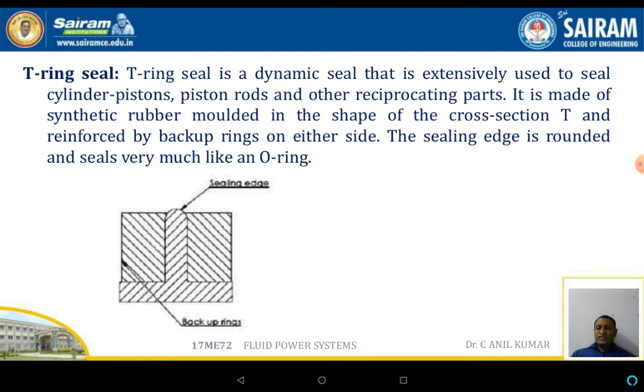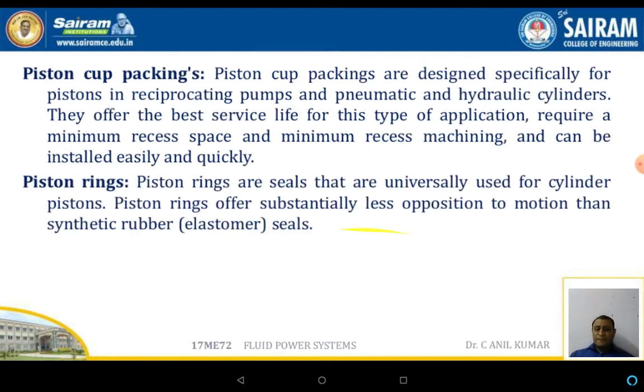As you know, the cross section of the seal is in the form of a T. For that reason only it is called a T seal ring. Normally the cross section shown here is something like an inverted T, but even then it looks like a T. For that reason it is called the T seal ring, which has wide application in the piston and the cylinder and also in the reciprocating parts.